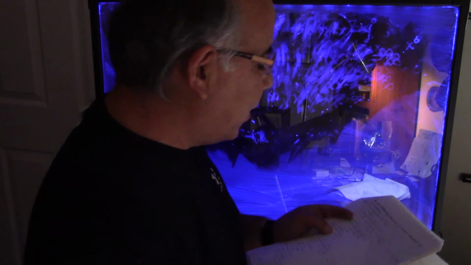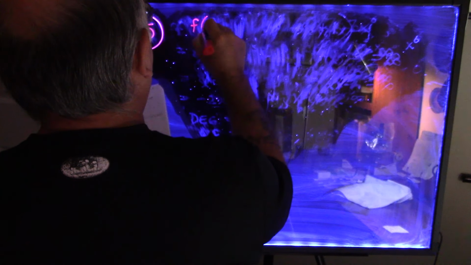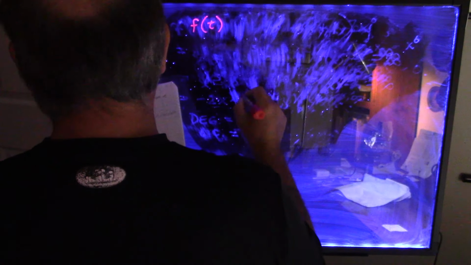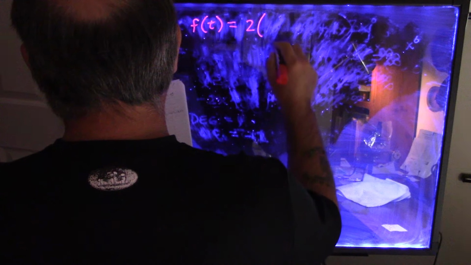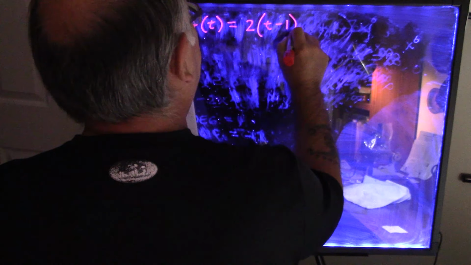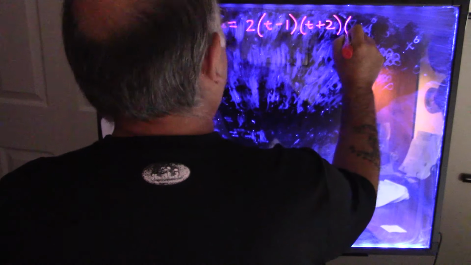Okay, number 25. For the following exercises, find the intercepts of the function. So intercepts, they're not being specific, so they must mean the x and the y. In this 25, we have t's, so the t-axis would be the horizontal axis in this one. But we'll just call it x-intercept. We'll be a little bit sloppy here, as long as we understand what we're talking about. The function is 2 times t minus 1, t plus 2, and t minus 3.